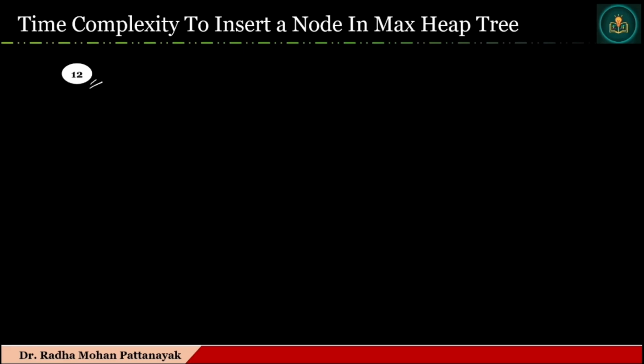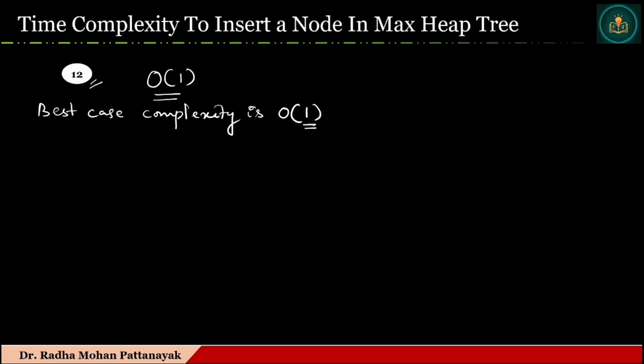So the time taken to insert the node into the heap tree is 1, and in complexity terms we can represent it as order of 1. Why order of 1? Because we don't require any comparison as well as any swapping. So that's why it will take one time unit to insert that node into the max heap tree. Clear? And we will consider this as the best case for the insertion of an element into the max heap tree.